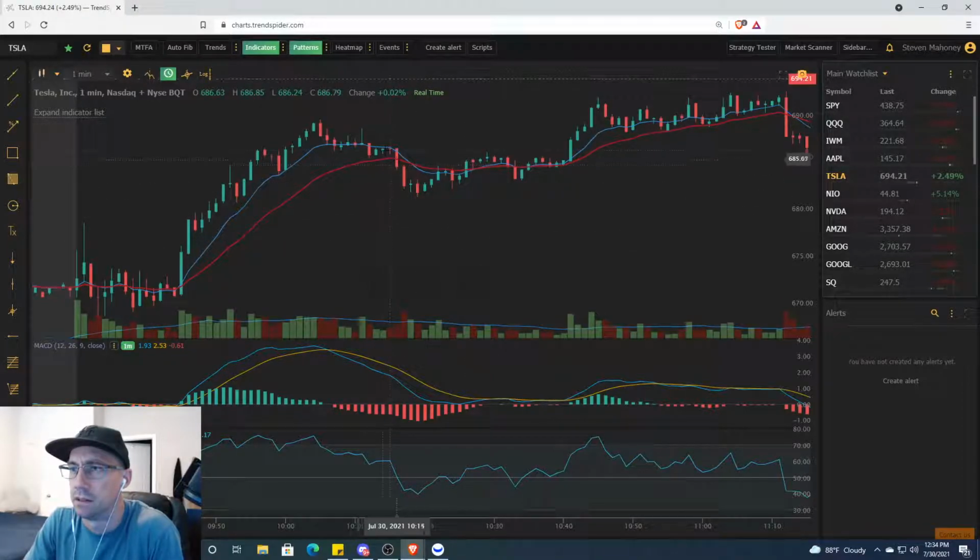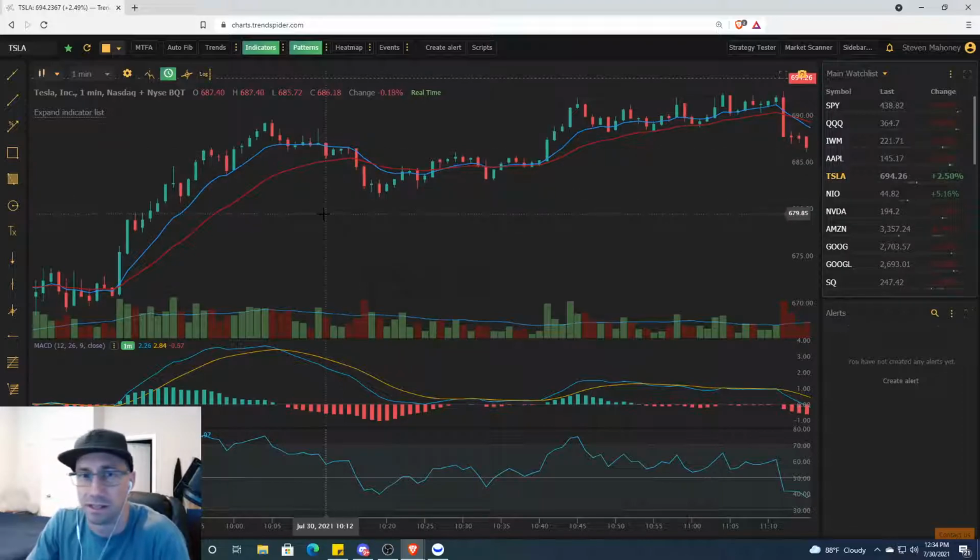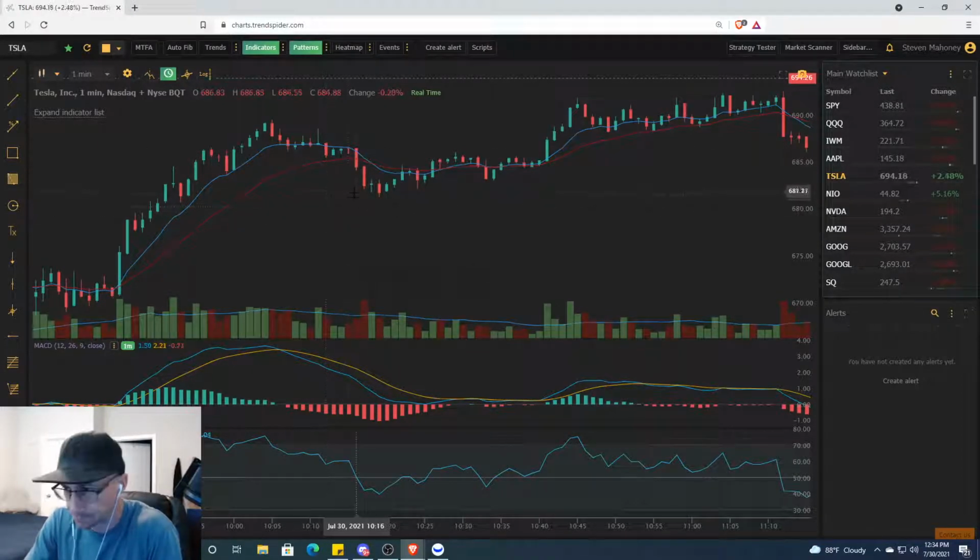Actually, I was thinking about SPY. I was in my Tesla puts not even a minute. I think it was 50 seconds. So I must have got in right here and sold right here. I don't remember exactly what time it was, but I made like $111 total off of just one contract.